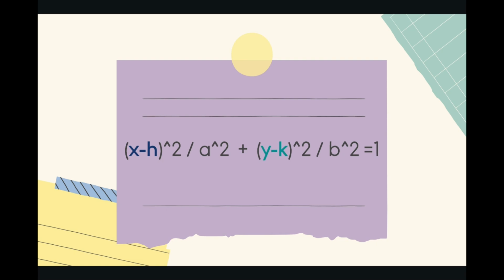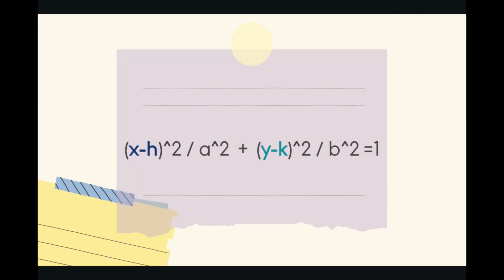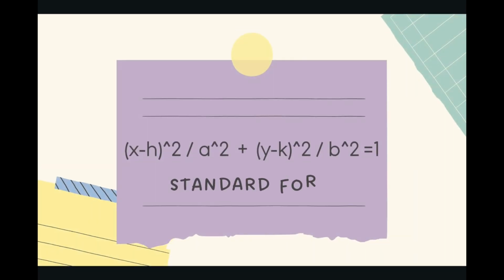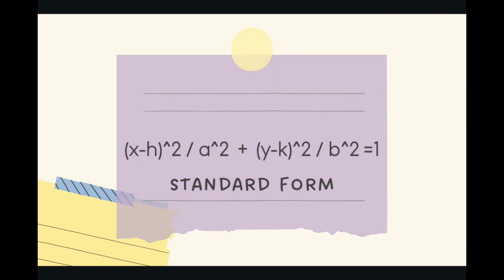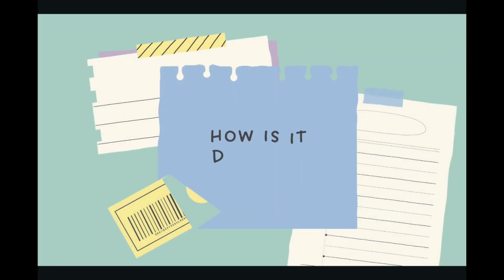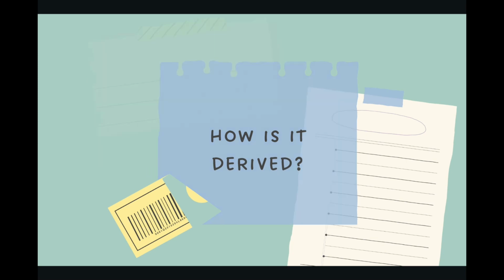To move an ellipse k units upward, subtract k units from y, making the standard form look like this: (x minus h) squared over a squared plus (y minus k) squared over b squared equals 1. But how is it derived? Well, let's go back to the definition of an ellipse.